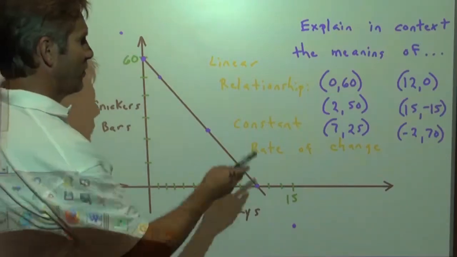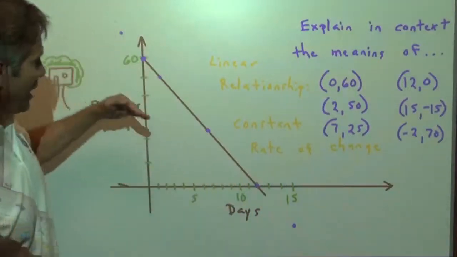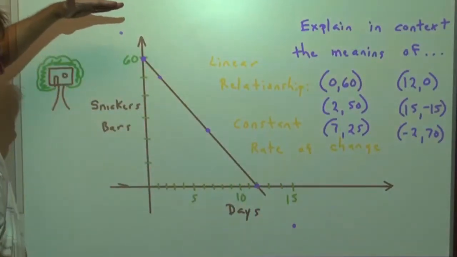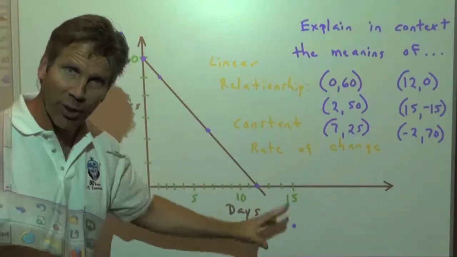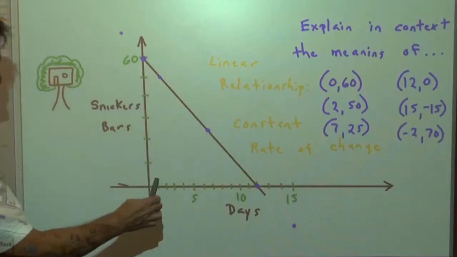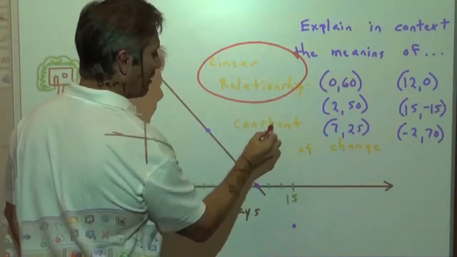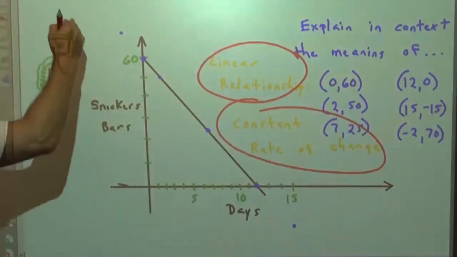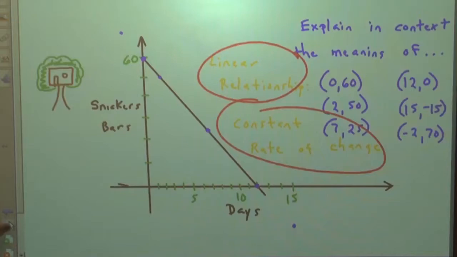Now we say that this is a linear relationship because there's a constant rate of change. We're dropping at a steady 5 Snickers bars per day as we go down, and all these points will be in a straight line. So you have a linear relationship when you have a constant rate of change, a constant slope, and in this case it would be a negative slope.